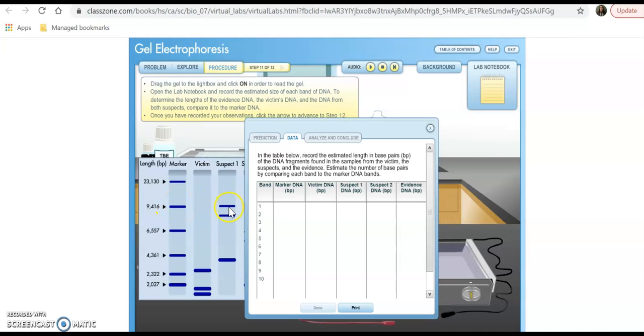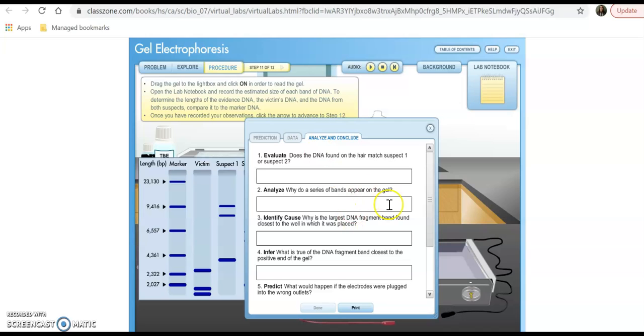So you can just round. I would say this one is probably 9,000. This right here, maybe 8,000, 7,000. This right here, I would say is maybe 4,000, 3,500, something along there. You'll just go through and type in what your guess is, and then you can go to analyze and conclude.